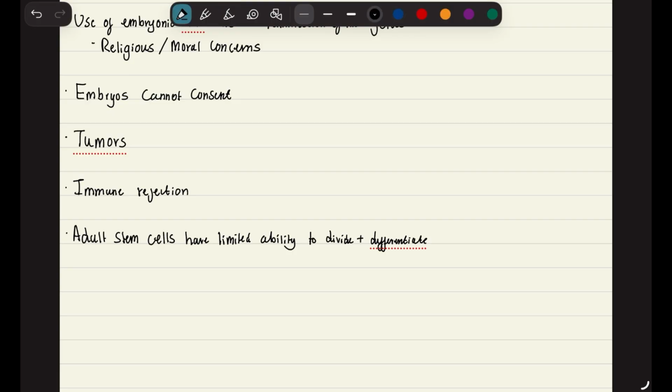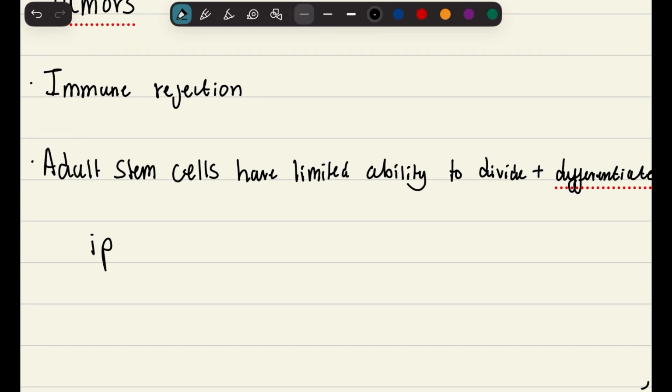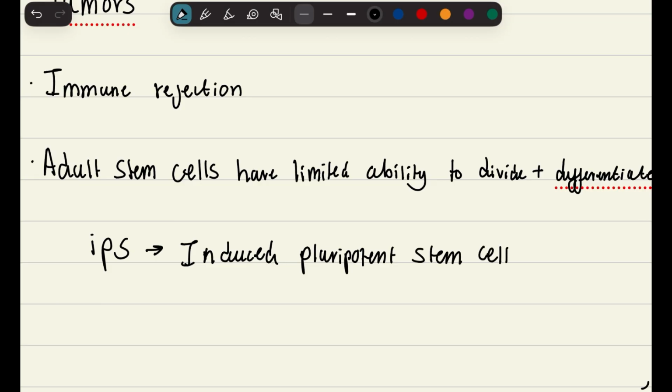There's actually this really interesting thing called induced pluripotent stem cells, so iPS. Induced pluripotent stem cells, essentially, are like adult stem cells that you give these pluripotent abilities. I feel like it's less common to come up, and at least it's not something that I learnt during A level. But I definitely think just be aware of it.